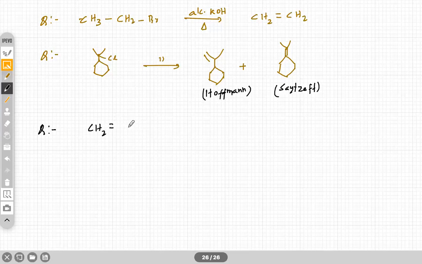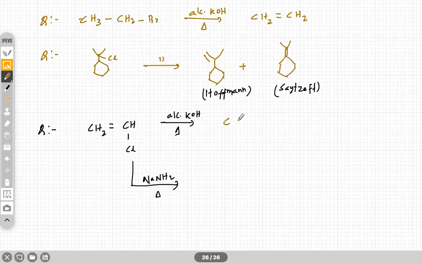CH2 double bond CHCl, with alcoholic KOH, and we are heating it. And this one with NaNH2, and we are heating it. So sometimes you write down the product here as KCl and H plus comes out from this, you'll get C triple bond CH. And this is the product here. And here also we'll write CH triple bond CH.